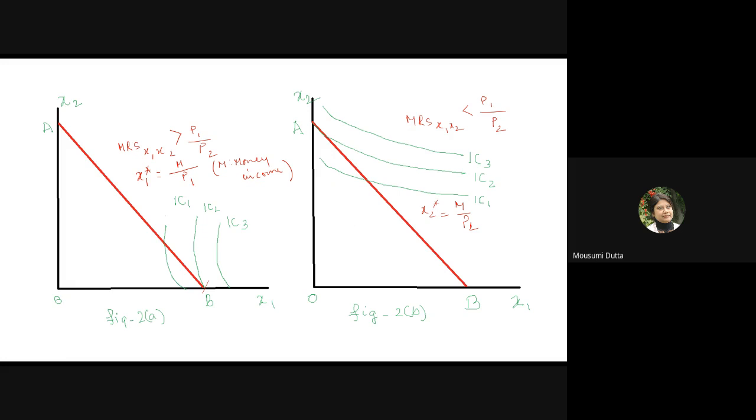So you can consider figure 2a and 2b. We have already done 2a and 2b. AB is the budget line. X1 and X2 are two commodities. In the first case, ICs are all steeper. In the second case, ICs are all flatter.